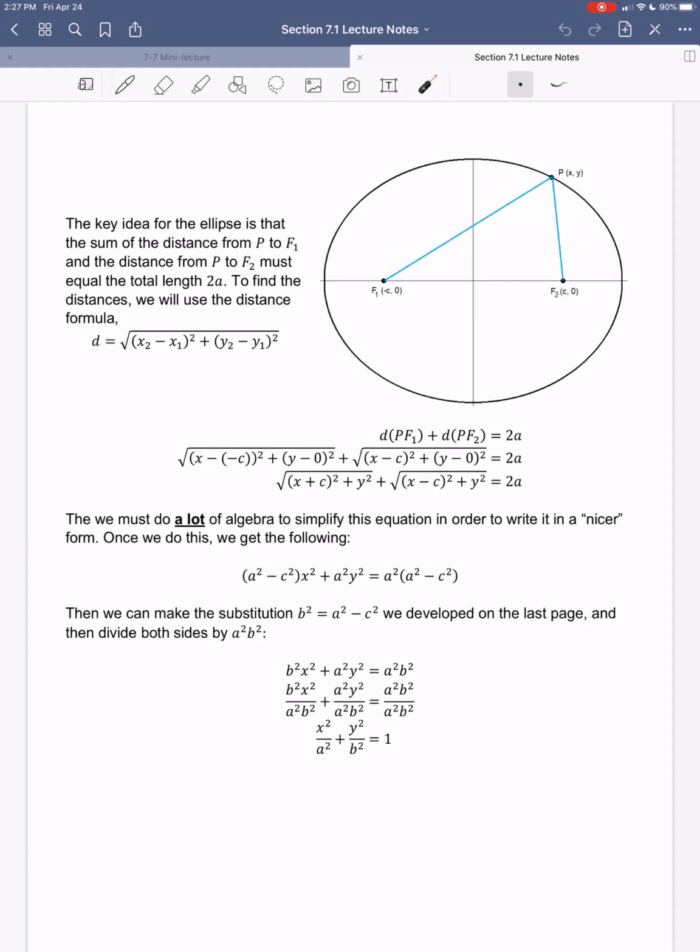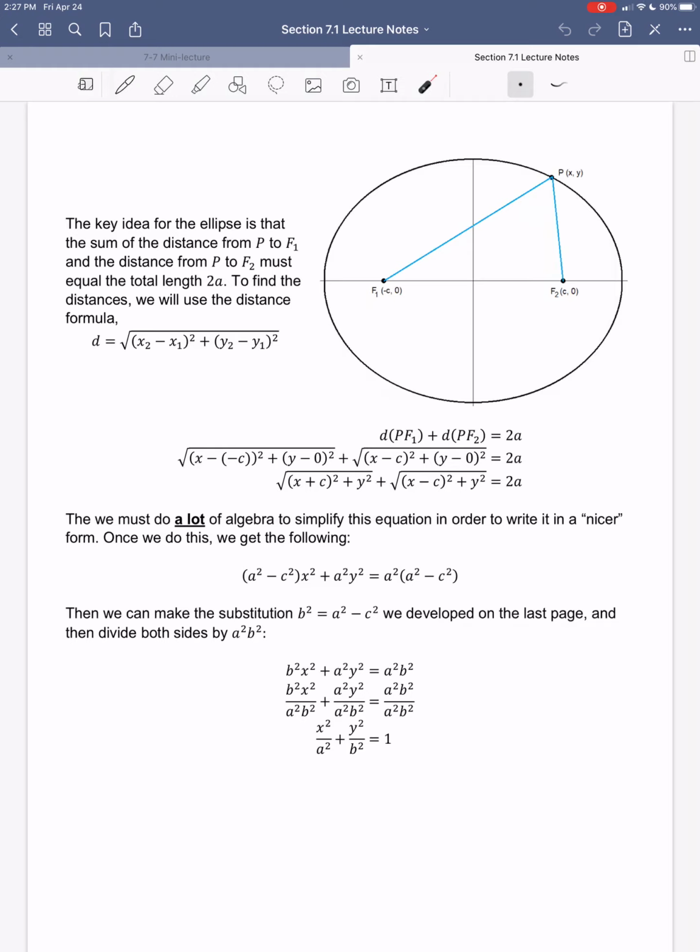And if you really want to find out, you could probably Google derivation of the equation of an ellipse, and you could find all the details somewhere like that. I'm going to skip the gory details. Eventually we get to something that looks like this. When we combine like terms and do a bunch of squaring, we get a squared minus c squared times x squared plus a squared times y squared equals a squared times a squared minus c squared.